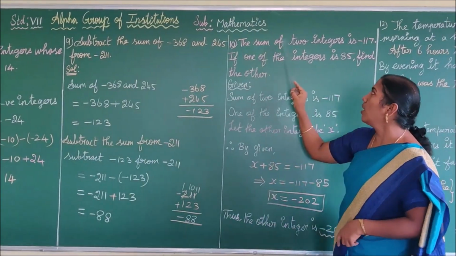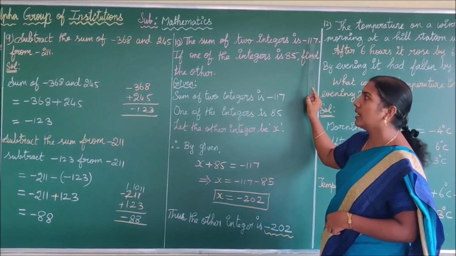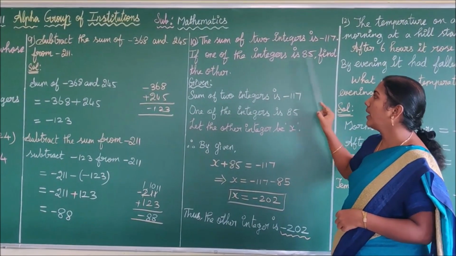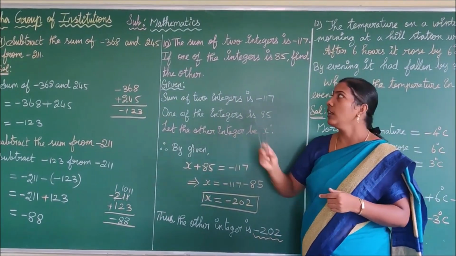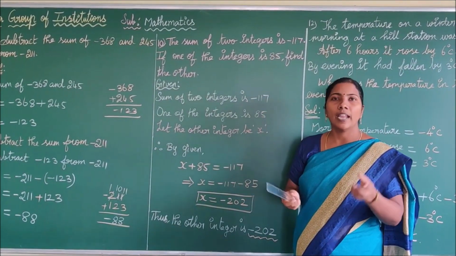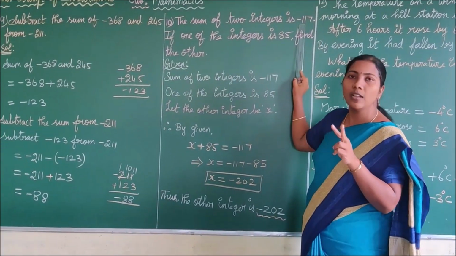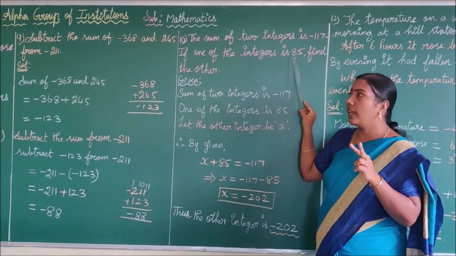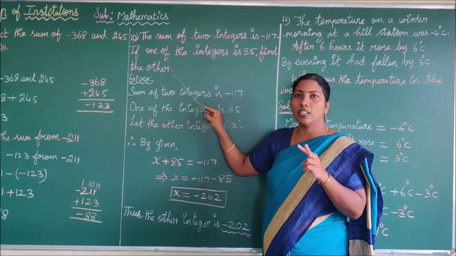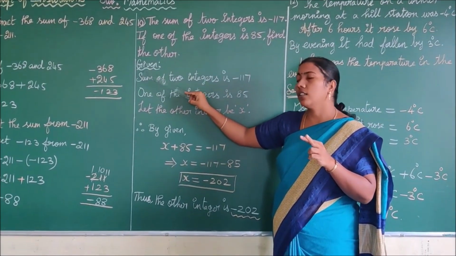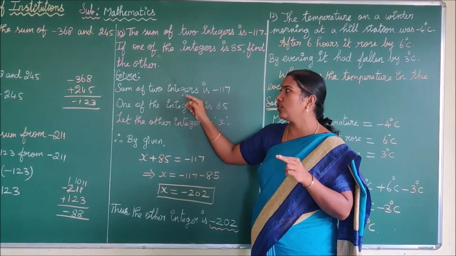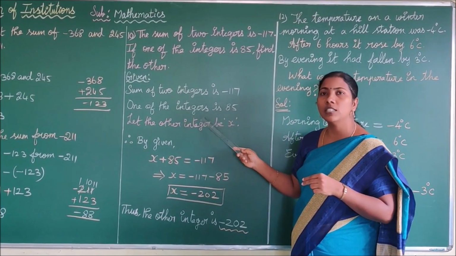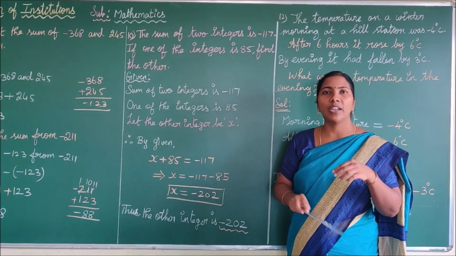That is, the sum of two integers is minus 117. If one of the integers is 85, find the other. What is given in the question is they are taking two integers and adding the two integers, they get the answer minus 117. And also they are given one of the integers is 85, and what they are asking is find the other integer. But first we are writing the given statements. What is the given information in the question? Sum of the two integers is minus 117 and one of the integers is 85. What we have to find? We have to find the other integer.